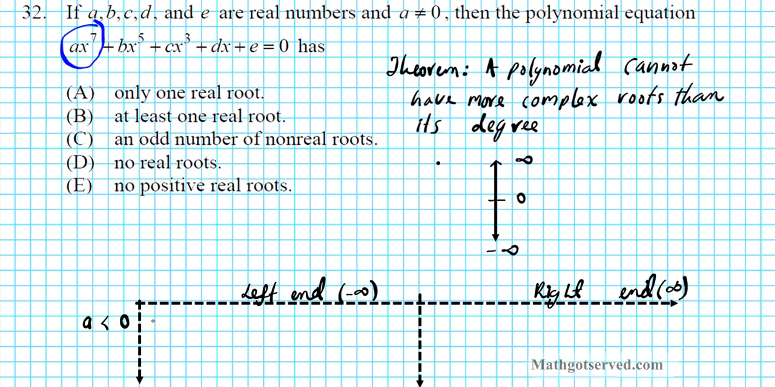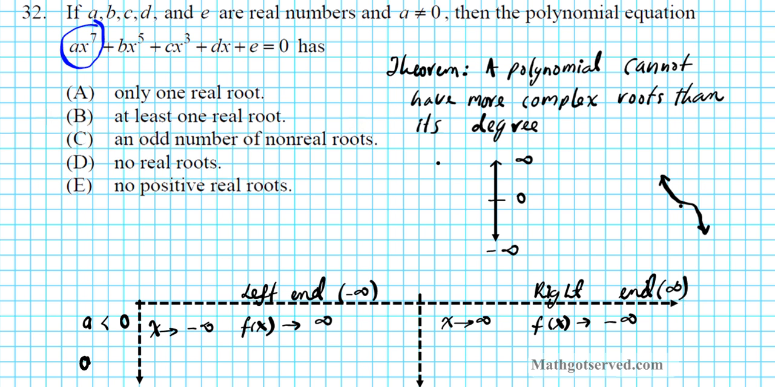As x approaches negative infinity, this function is going to be approaching, you put a minus here, infinity. And then on the right end, as x approaches infinity, the function is going to be approaching negative infinity. So you're going to have something like this. You're guaranteed to have something like this.